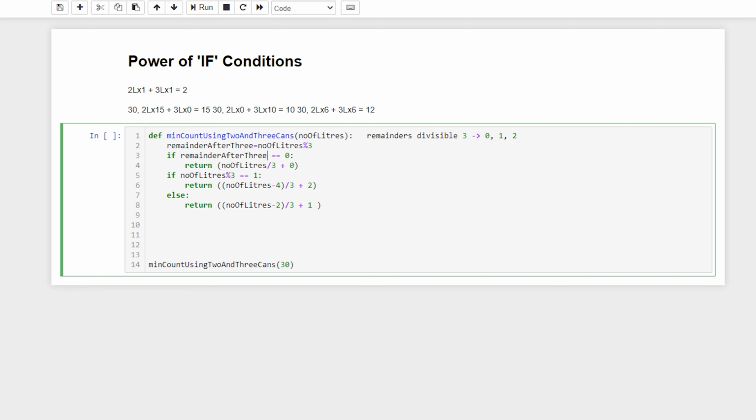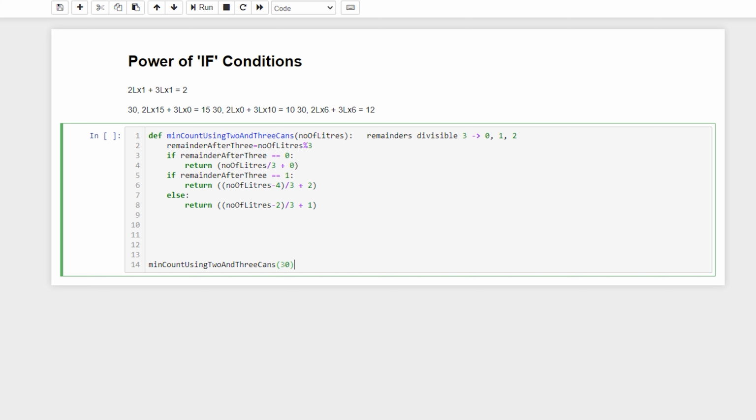So if this is 0, it goes there. If this is 1, it goes here. If it is other than 0 and 1, then 2 will be the answer, and it goes here. Okay, let us compile this code with the 30.